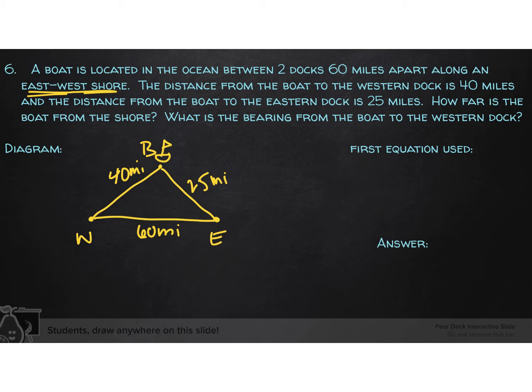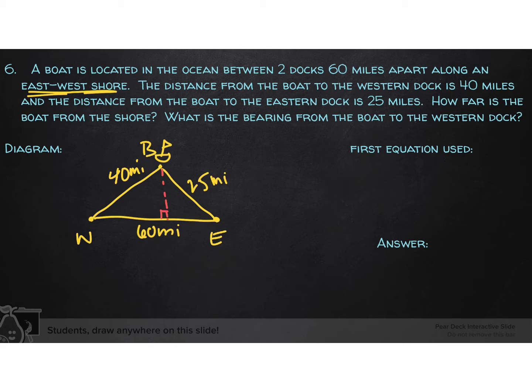And we have a couple different questions in here. It wants to know how far the boat is from the shore. So point to a line is perpendicular. And then the bearing from the boat to the western dock. So that order does matter. So the first thing we should do is figure out how far the boat is from the shore. And that is this.